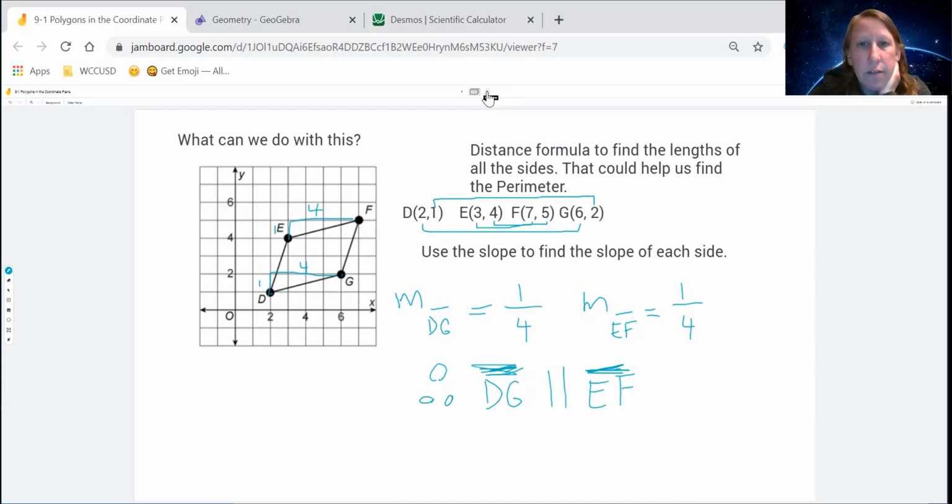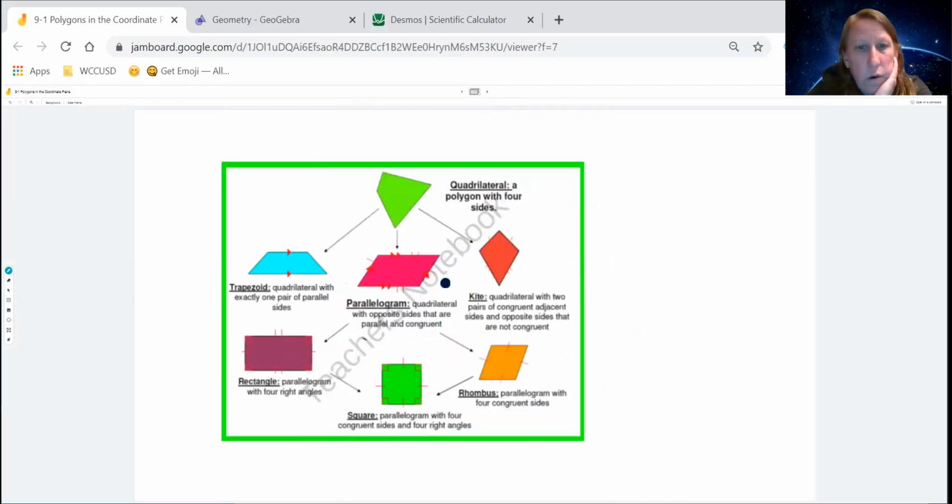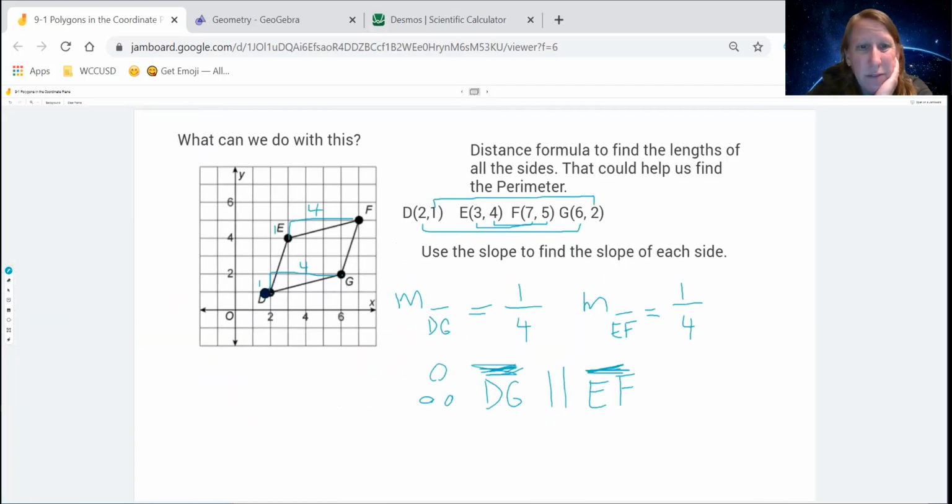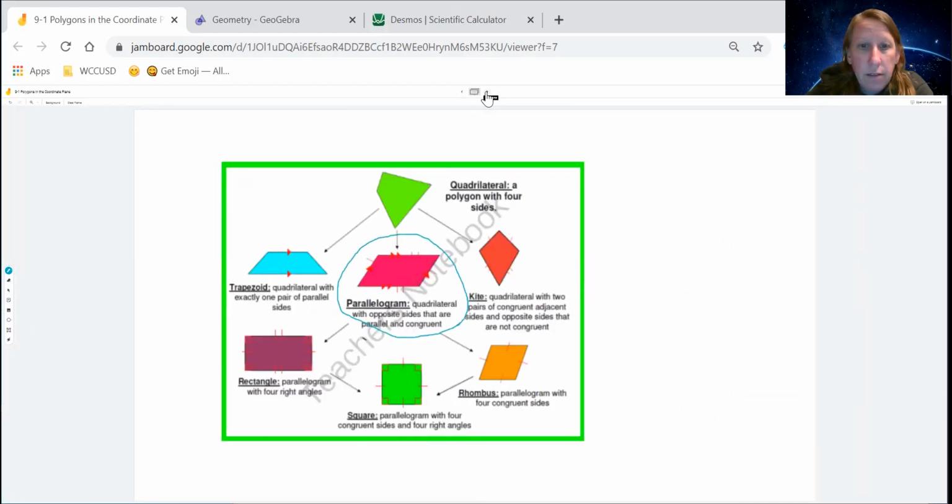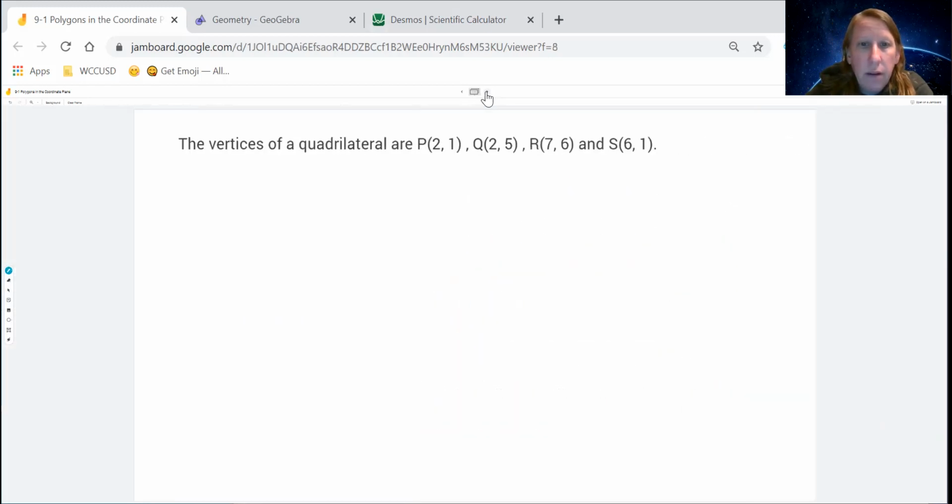Okay, so I could classify that. So I showed that it's a parallelogram, right? Is it more special than that? Do we think it's a rhombus? It doesn't look like a rectangle or a square. It doesn't look like a kite. It's definitely a parallelogram, right? I could still do the distance formula and find the perimeter. I could also check the diagonals, to see if the diagonals intersect at a right angle. Sometimes that would help me see if it's a kite. So that one is a parallelogram.